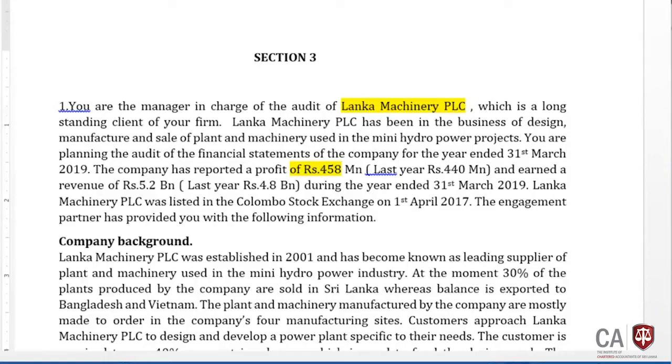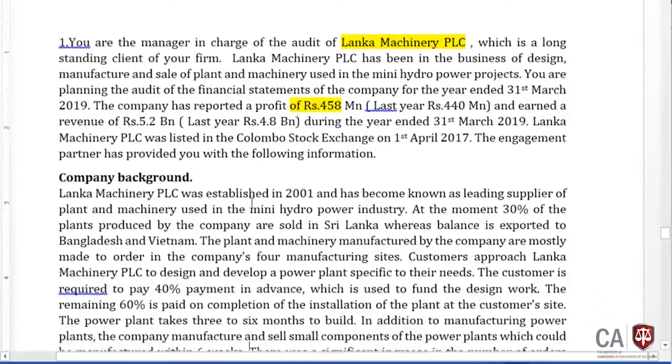Usually, if something is 5 to 10% of profit as a benchmark, a kind of guideline, we can say it's material, right. So then you can see whether this is materially misstated if there is any issue, and revenue figures are also given. This is the company's background. Yes, the partner has given you this information.